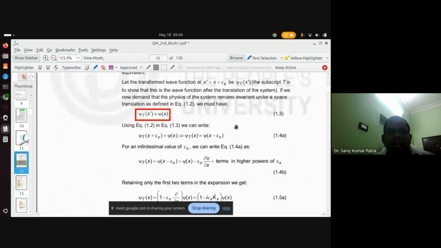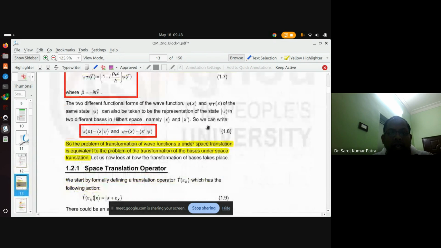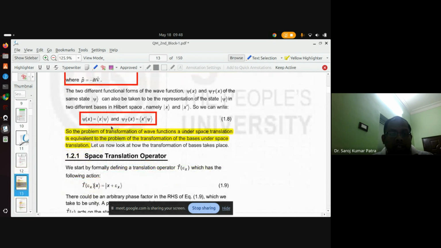So it is same as per the argument over here, that this description is known as active transformation, in which the coordinate system remains same, but the state ket, the physical system is displaced, psi is displaced. But this is in contrast to the passive transformation picture, in which the state ket can be assumed to be the same and the coordinate system is displaced. So here you can imagine like the coordinate system has been displaced, like the basis vectors have been changed.